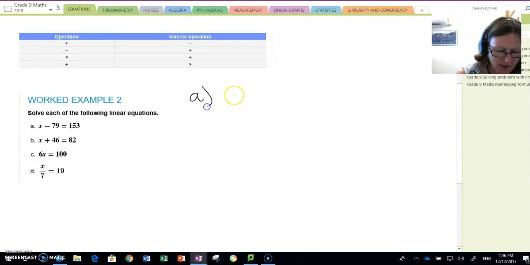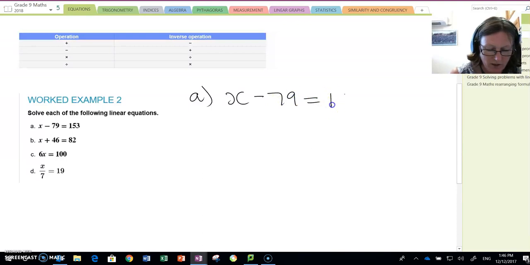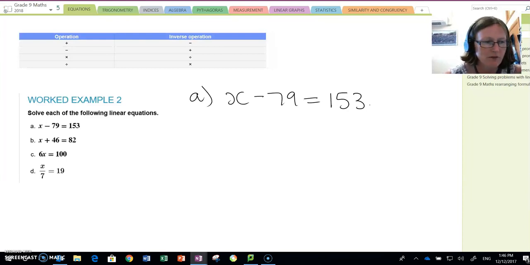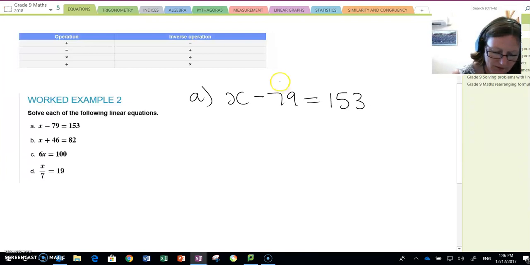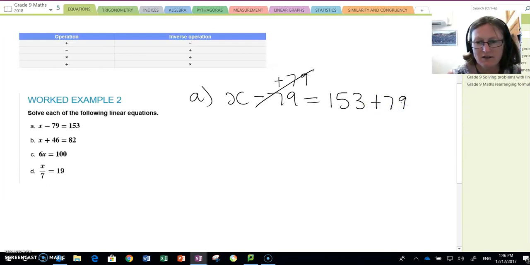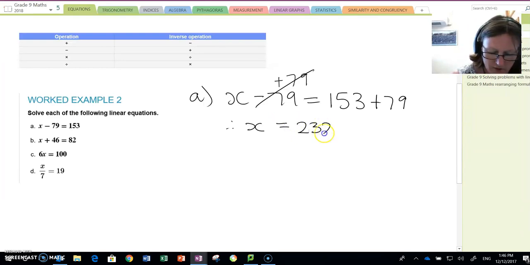So the first example we have is x subtract 79 equals 153. We look at what operation has been performed. We have subtracted 79 from x. So we do the opposite, the inverse. We add 79, then that cancels. But we must remember to then add 79 to the other side. Whatever we do to one side, we must do to the other. That leaves us on the left-hand side x, and on the right-hand side, 153 plus 79 is 232.